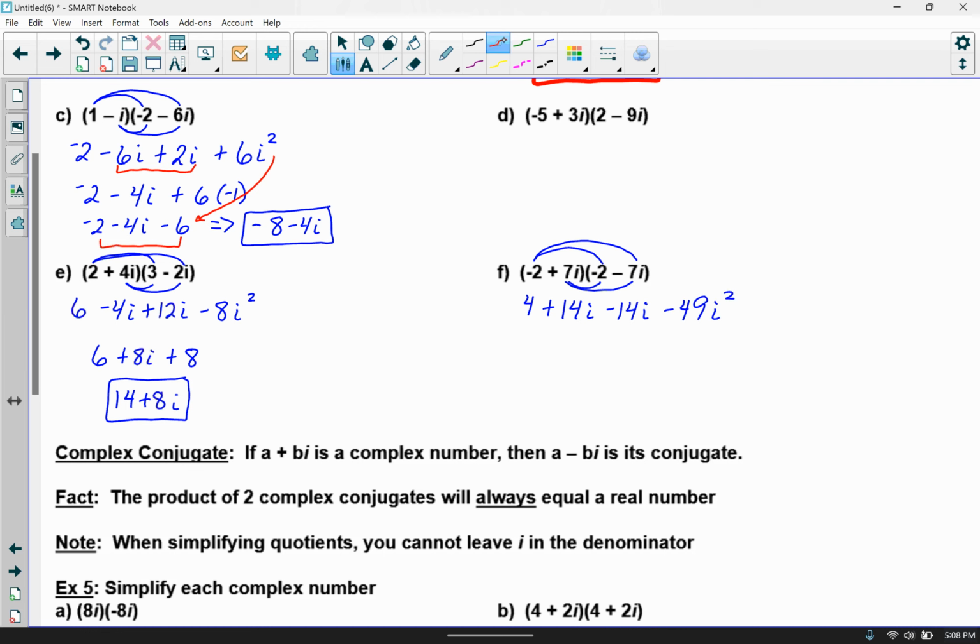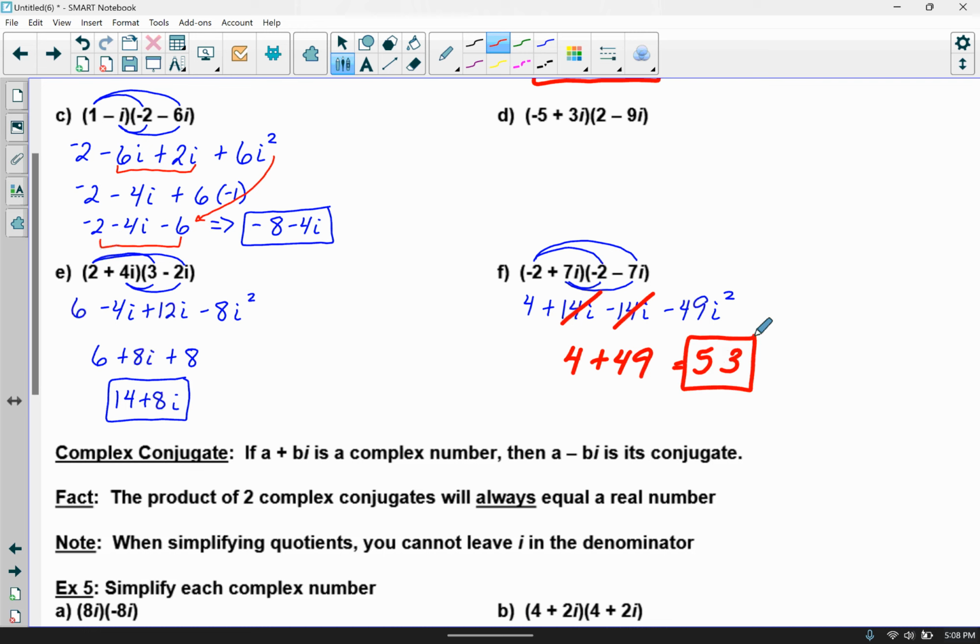All right, something a little different happened on this one. What happens to your i's? One's positive, one's negative. They're canceling out, right? So you're left with 4. i squared makes that negative 49 a positive 49. And then final answer, combine like terms, 53. Final answer.